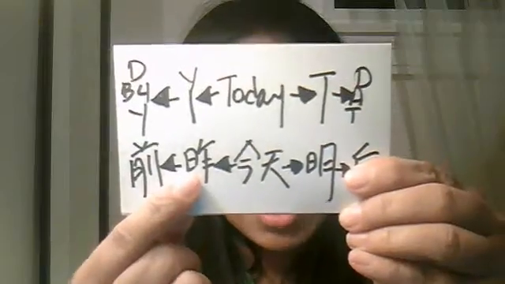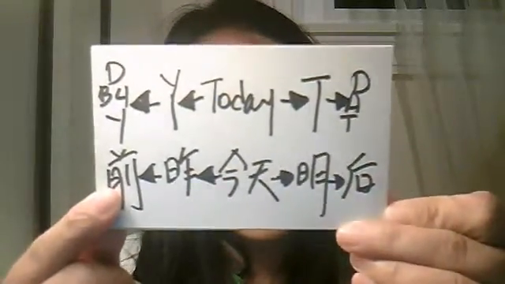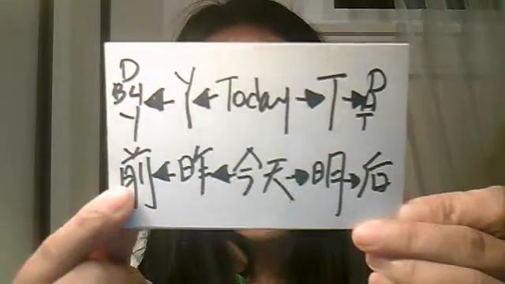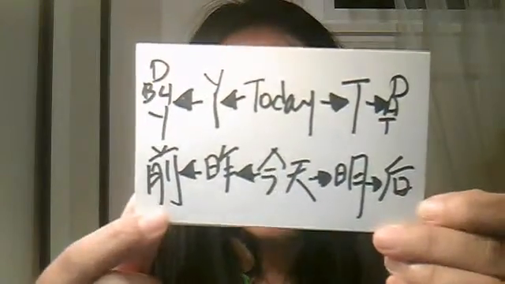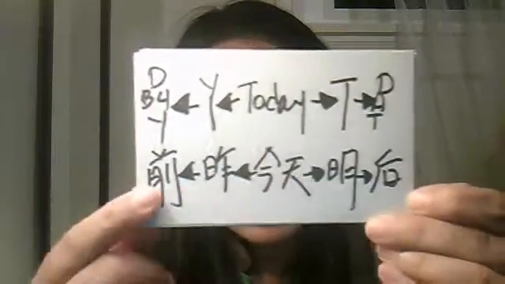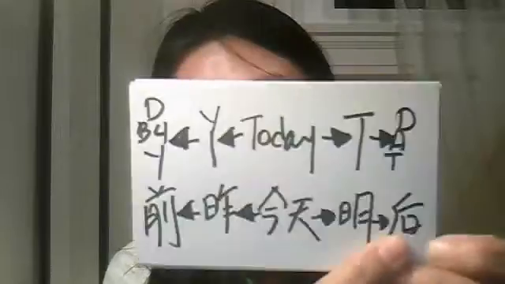Yesterday is 昨天. The day before yesterday is 前天. So what? 前 doesn't mean like in front or before. Well, I guess in a sense it's like before. So when you think of 前, that's before, and 后 means after. So 前天 is the day before yesterday, and 后天 is the day after tomorrow. Yes, there are specific words for that meaning. You don't have those words in English, but there are in Chinese.